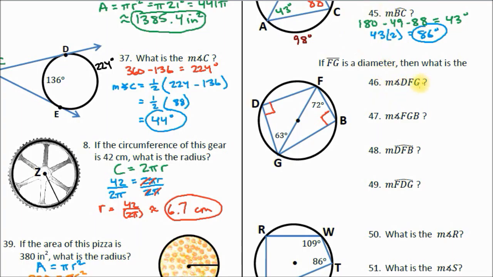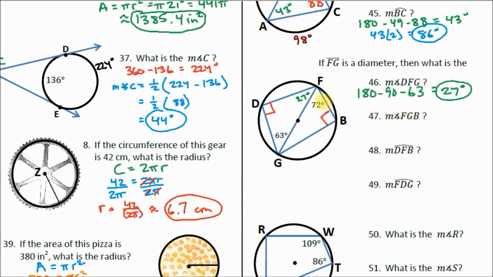So the measure of angle DFG, well, that's part of a triangle. The angles of a triangle add up to 180. So I'm going to take 180 minus 90 minus 63. And that's going to be equal to 27 degrees. So I know this is 27 degrees.